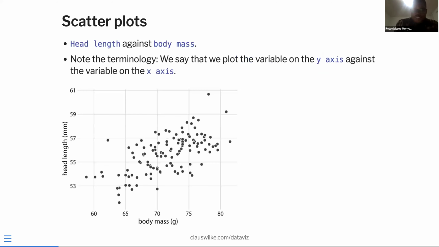The first plot looks at head length against body mass, and standard procedure, we just do a scatter plot. Something I found interesting was this note on terminology, where he says we plot the variable on the y-axis against the variable on the x-axis. Somehow intuitively I've always assumed this, but it was quite pleasing to see it noted. So we've got a simple scatter plot here with our head length against the body mass.